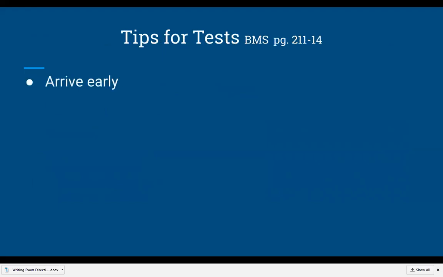Now, on page 211 to 214 in your textbook, your book lays out tips for tests. One of those tips is to arrive early before the test. Why would you arrive early to a test? If you said that you would arrive early to a test because you want to alleviate some anxiety because you're not rushing to get into the class, you are correct. If you said that you want to go over your notes before the test, you are correct.